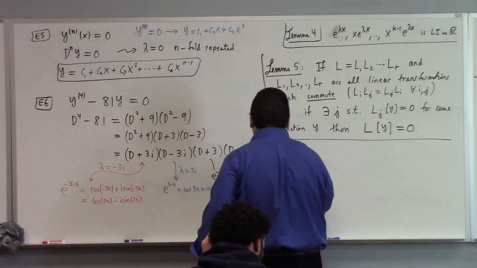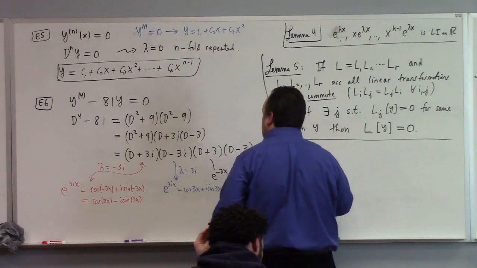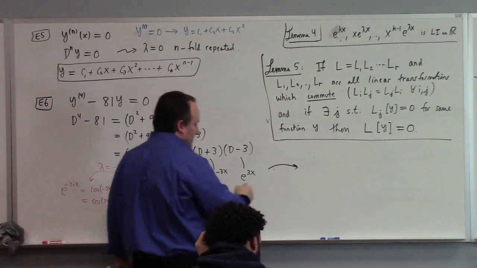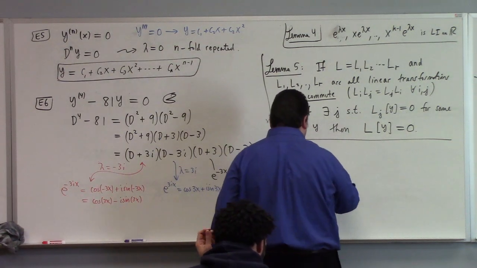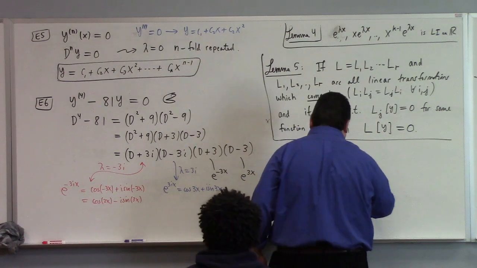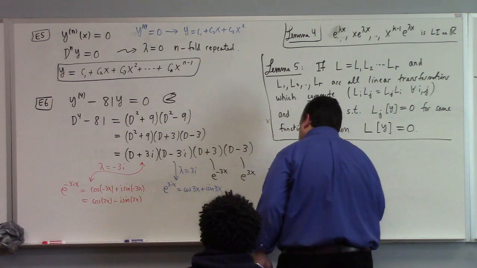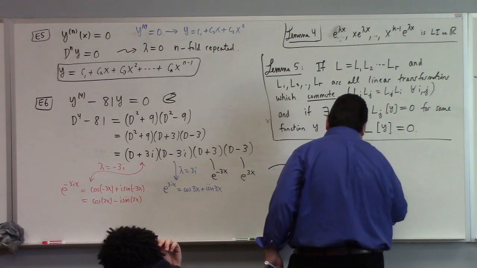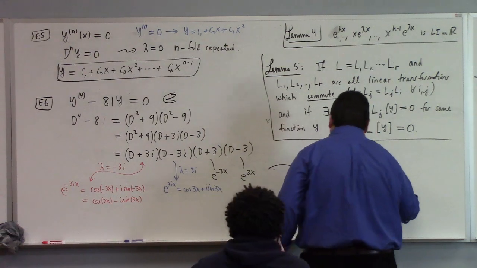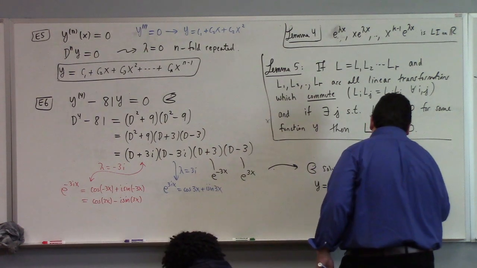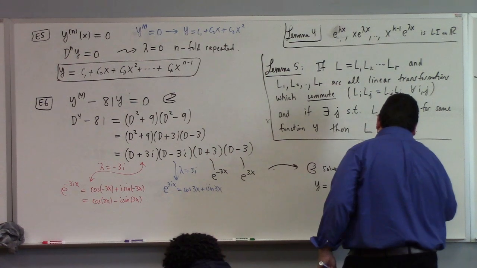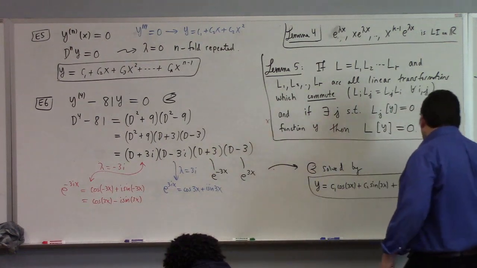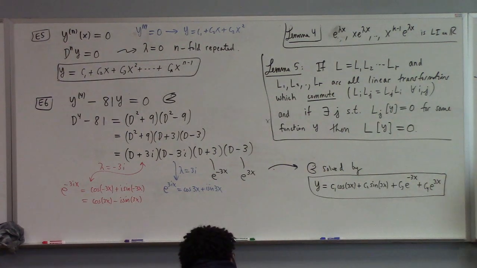So from all this, I'll get to the point. Let me give this a name, Pac-Man. So Pac-Man is solved by y equals c1 cosine 3x plus c2 sine 3x plus c3 e to the minus 3x plus c4 e to the 3x. This is to be expected, that we have 4 constants, because this is a 4th order problem.